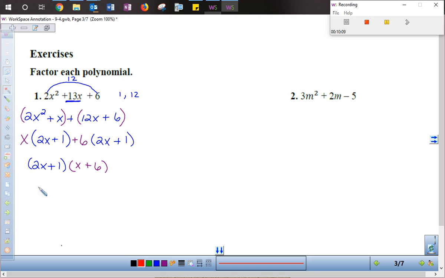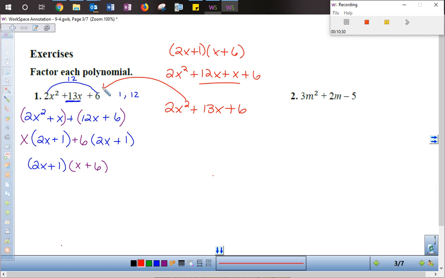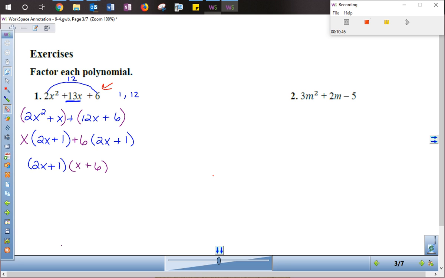And if you don't trust me, you can always check by foiling. 2x plus 1 times x plus 6, and I can say first gives me 2x squared, outside gives me 12x, inside gives me x, and last gives me 6. So, combining like terms, I get 2x squared plus 13x plus 6, which is exactly what I started with. So, the process is multiply your a value times your c value, find the factors, rewrite your expression and group it, take out the GCF, and find your two binomials. Let's try it again on number 2.